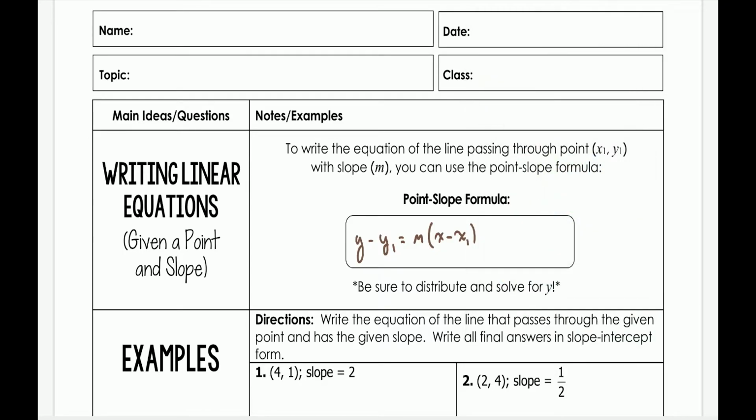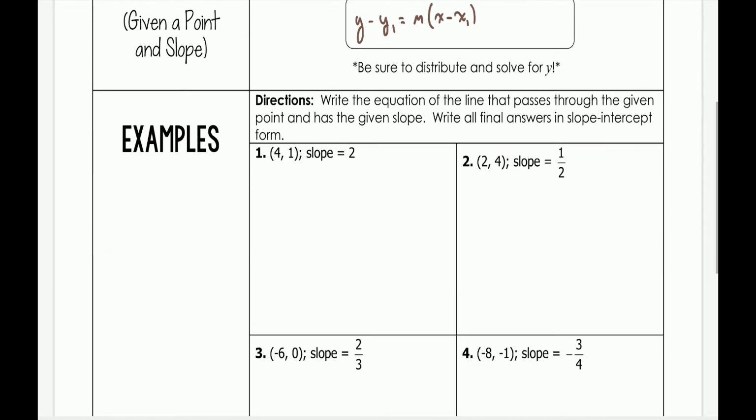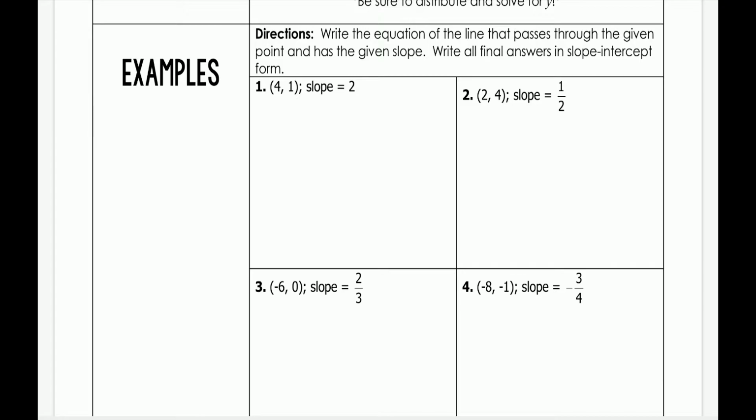So first off, let me change my pen color to something that isn't brown, and let's go through a couple of problems. So I'm only going to go through a few examples because it's honestly that straightforward. Let's look at number 1. We have the point 4, 1, and we have the slope is 2. So we're going to use our formula. So y minus y1 is equal to m times x minus x1. And we're going to start plugging in things.